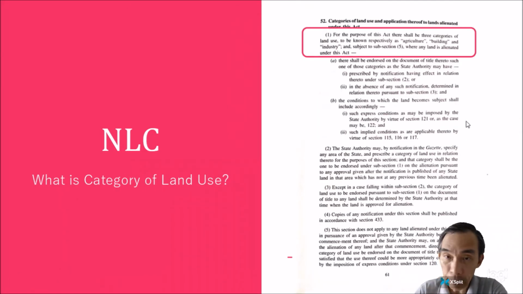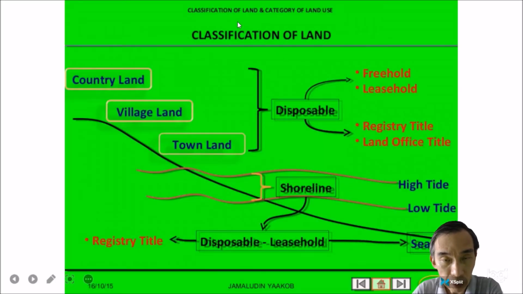This is in section 52 of the National Land Code also, which says category of land use and application thereof to land alienated under this Act. For the purpose of this Act, there shall be three categories of land use: agriculture, building, and industry. For this part, I just took a slide from Jamaluddin Yaakob, from SlideShare. I share his slide here.